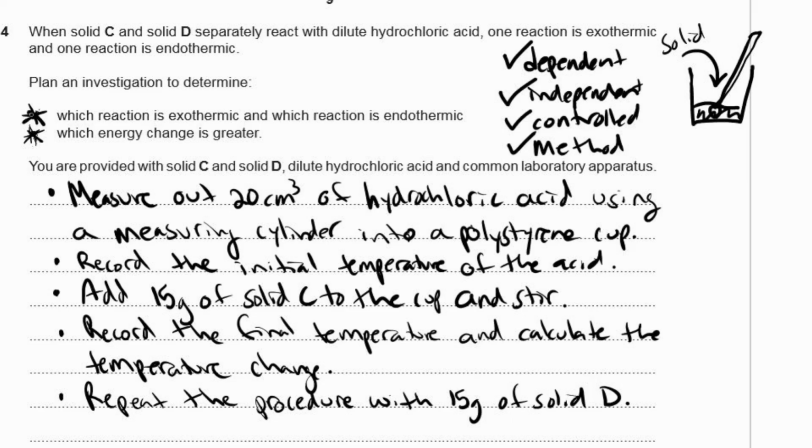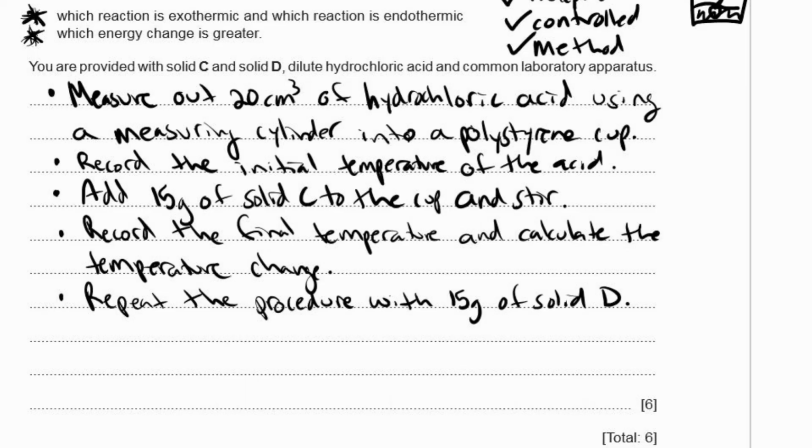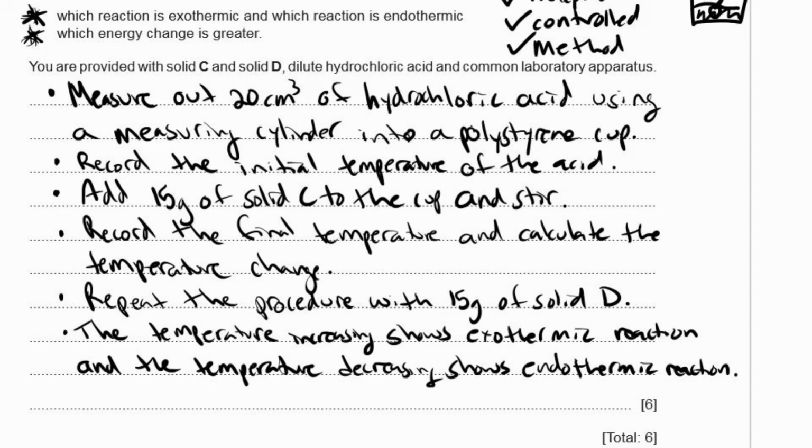Okay, now what you need to include are the conclusions, 2 of the 6 marks. So how do you know which reaction is exothermic and which reaction is endothermic? Well, if it's exothermic, it's going to raise the temperature of the thermometer. The thermometer is going to read a higher temperature. So the temperature increasing shows an exothermic reaction, and the temperature decreasing shows an endothermic reaction. Don't just assume that if you say the temperature increasing shows it's an exothermic reaction, they will say that you clearly understand that the opposite is true as well. So write down both of them, just to be clear that they know that you know what you're talking about. You don't want to lose a mark for something that you really do know.